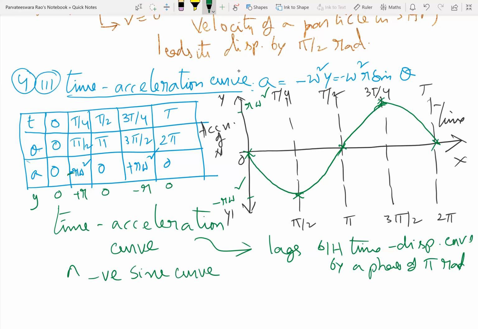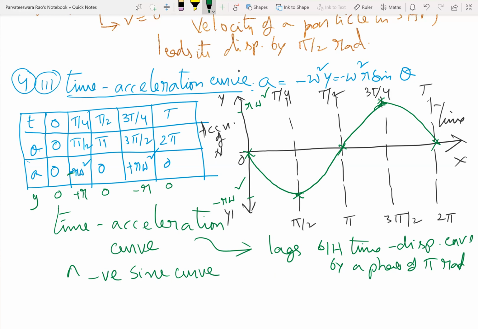Time displacement curve is a sine curve and time acceleration curve is a negative sine curve. And the phase difference between time acceleration and time velocity curve is 90 degrees. Or you can also say in other way, time velocity curve leads time acceleration curve by a phase of 270 degrees or 3 pi by 2 radians.